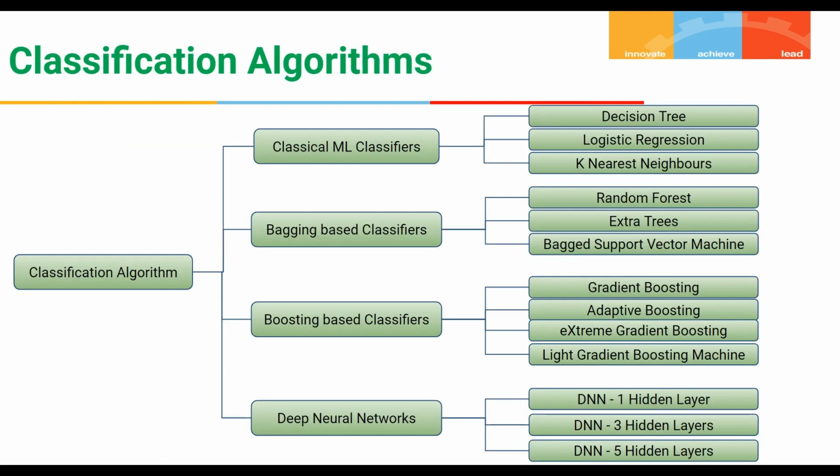We used 13 different classification algorithms in 4 different categories to demonstrate the generalizability of the proposed approach. We use classical machine learning classifiers such as decision tree, logistic regression and KNN, as well as ensemble techniques such as bagging, boosting and deep neural networks.